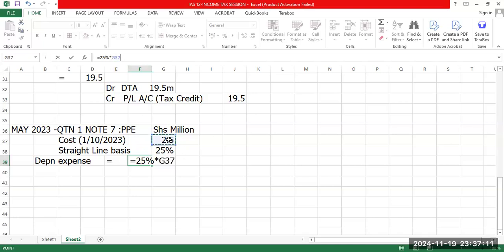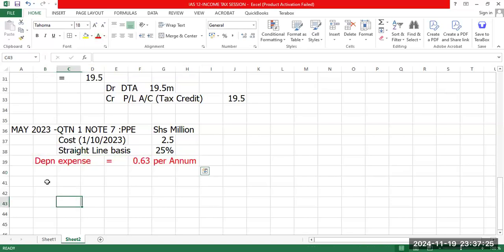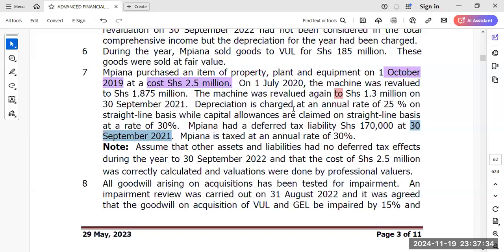25% times 2.5. That's what I have, and this is per annum. So this is our depreciation expense per year. Once you know the depreciation expense per year, ask yourself, you're going to get your carrying value on which date? You're focusing on the date you had the first revaluation, that is 1st July.